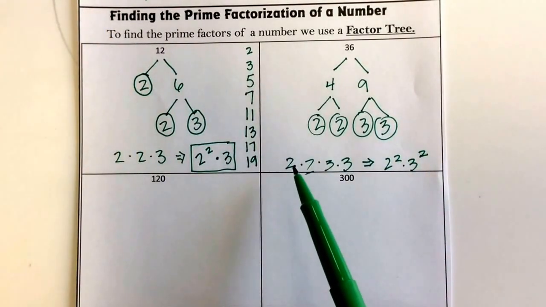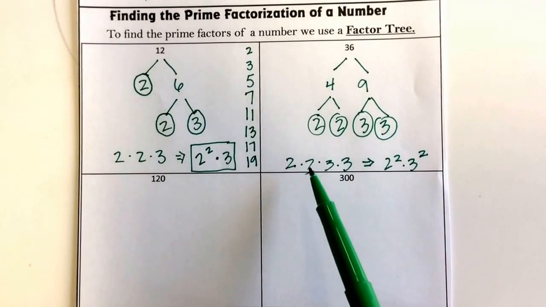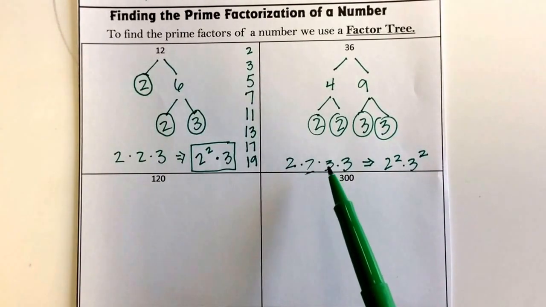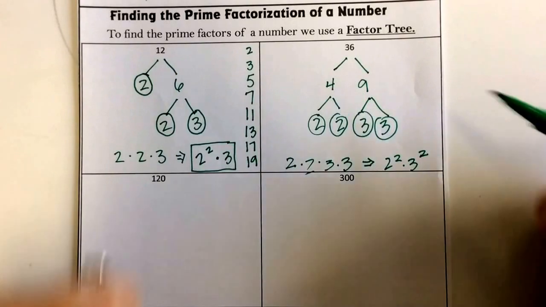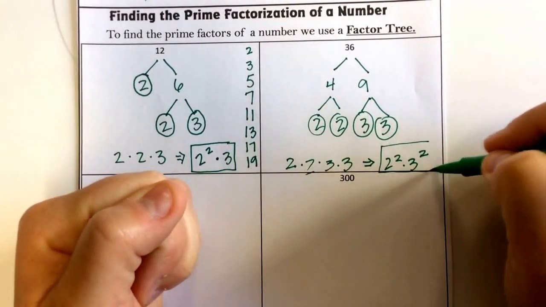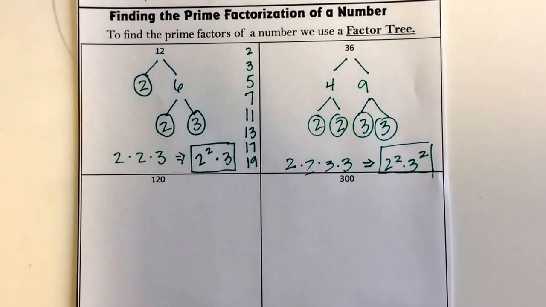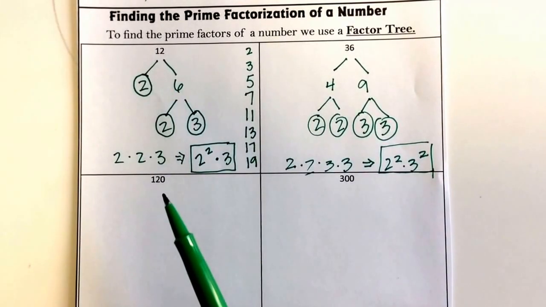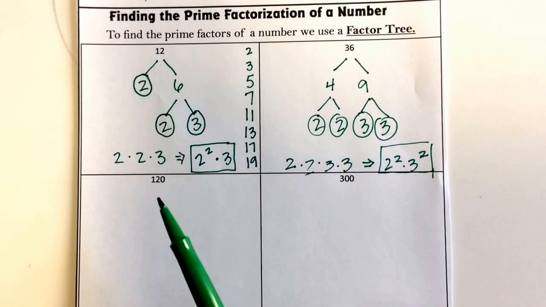And you can always check yourself. 2 times 2 is 4. 4 times 3 is 12. 12 times 3 is 36. And so this would be our final answer. Now I want you to try finding the prime factorization of 120 on your own. Go ahead and pause this video until you're done.